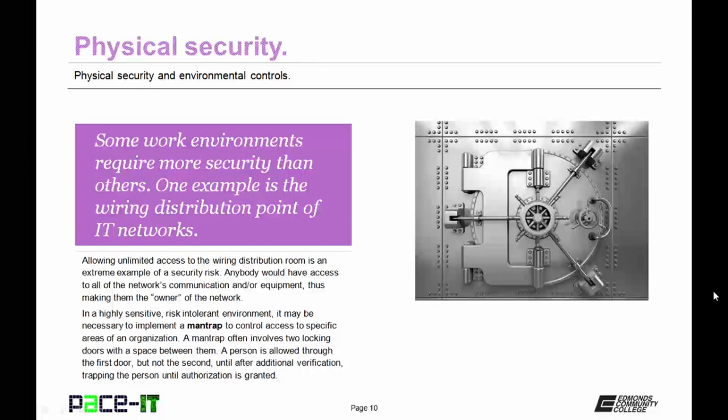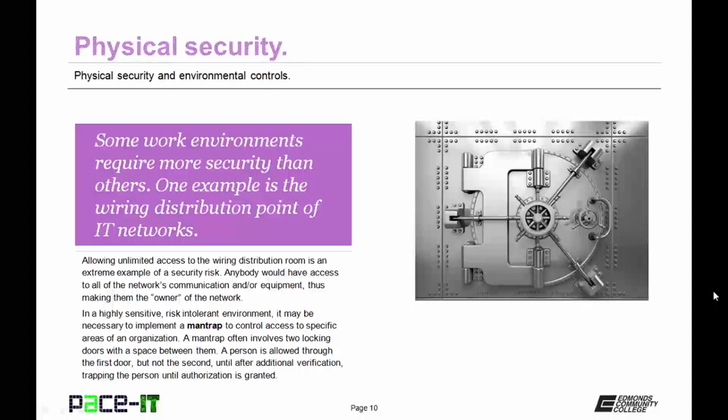Some work environments require more security than others. One example is the wiring distribution point of IT networks. Allowing unlimited access to the wiring distribution room is an extreme example of a security risk. Anybody would have access to all of the network's communication and/or equipment, thus making them the actual owner of the network, even if you think that you still are.